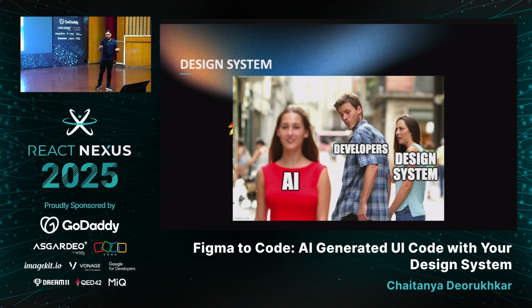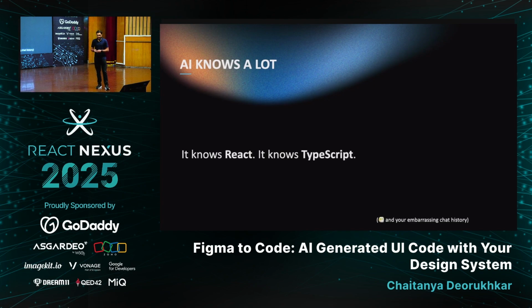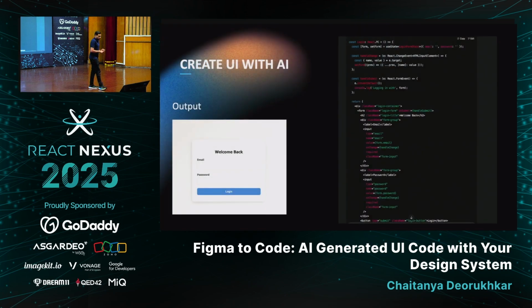So we thought, let's do our research. Let's understand what AI can do, what AI can't do. We realized that AI knows a lot. It definitely knows React. It knows TypeScript. So naturally, we asked AI to build a UI for us. And it did a decent job.